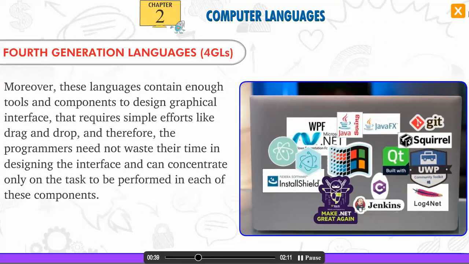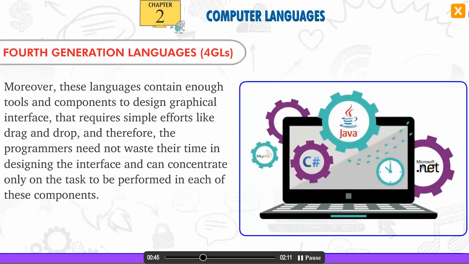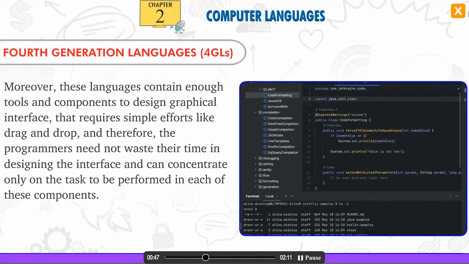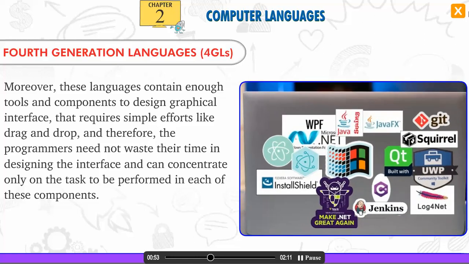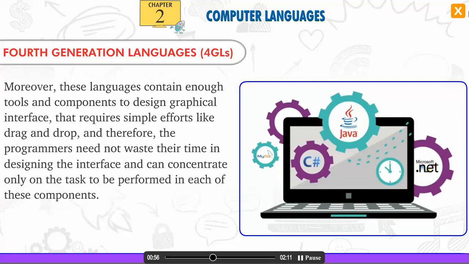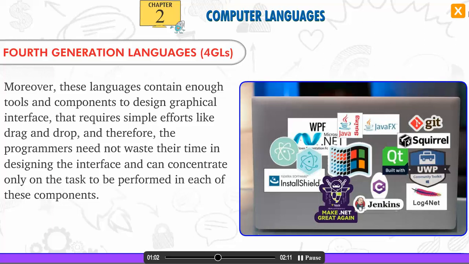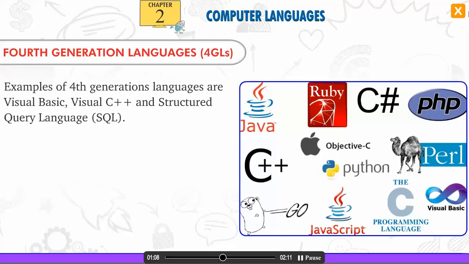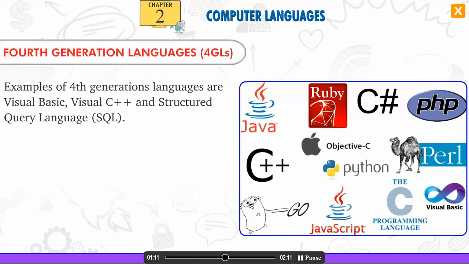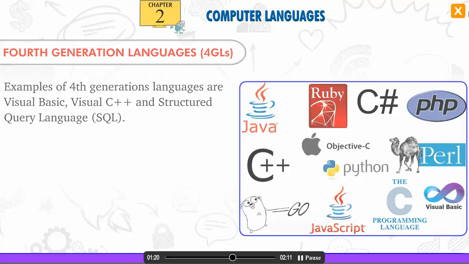Moreover, these languages contain enough tools and components to design a graphical interface that requires simple efforts like drag and drop, and therefore the programmers need not waste their time in designing the interface and can concentrate only on the task to be performed in each of these components. Examples of fourth generation languages are Visual Basic, Visual C++, and Structured Query Language, SQL.